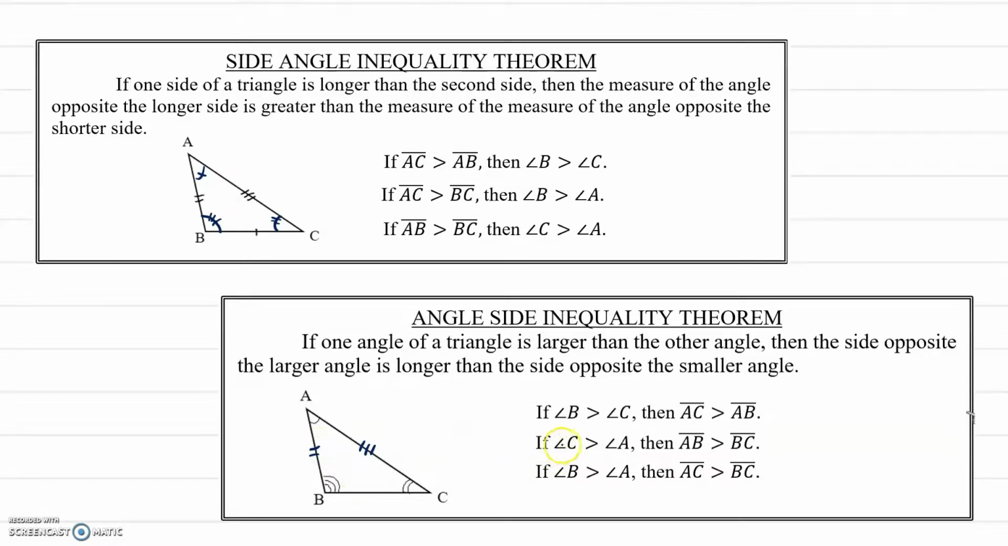Okay, and if angle C is greater than angle A, then the side opposite to angle C is greater than the side opposite to angle A. And if angle B is greater than angle A, then the side opposite to angle B is greater than the side opposite to angle A. Okay, so basing from our illustration here, we can see that the side opposite to the largest angle is the longest side, and the side opposite to the smallest angle is the shortest side.